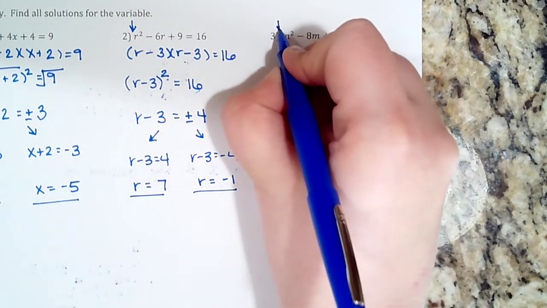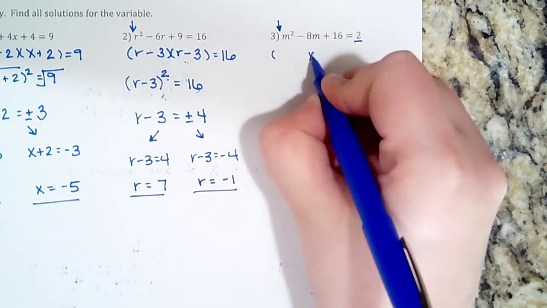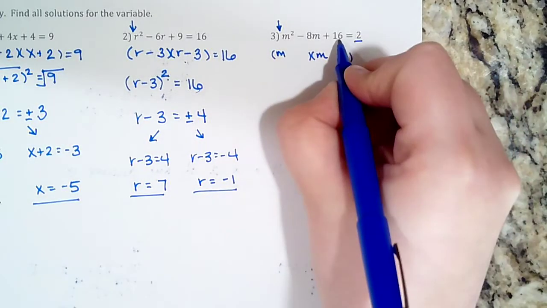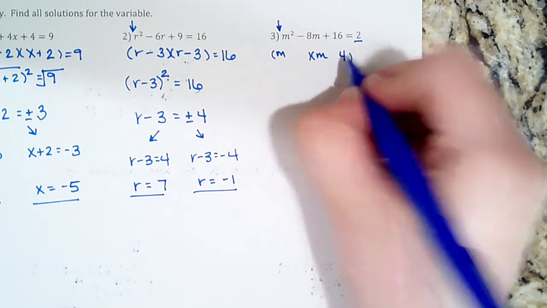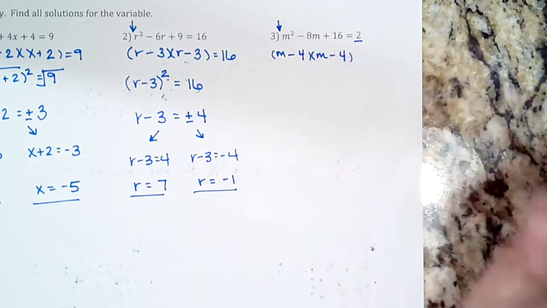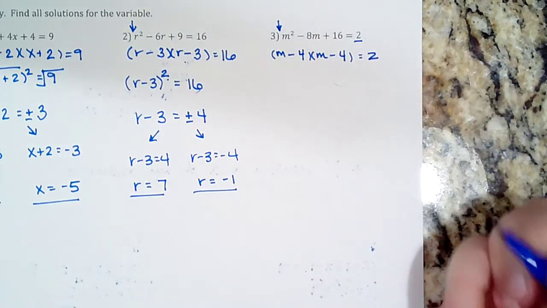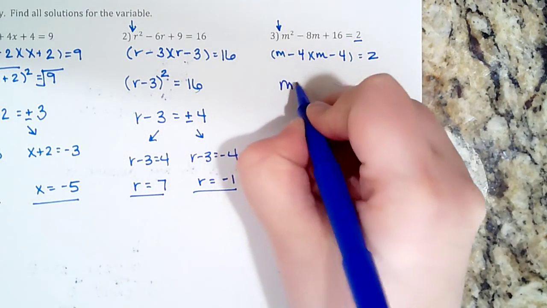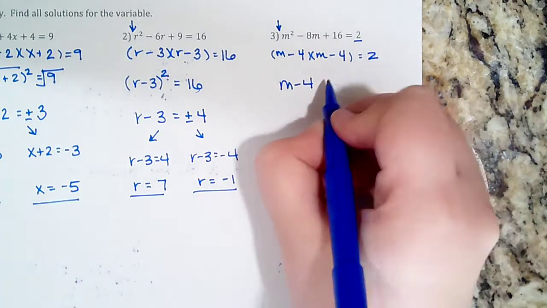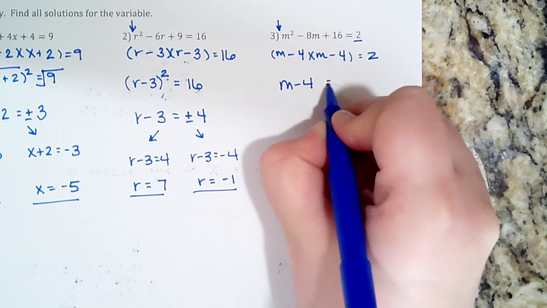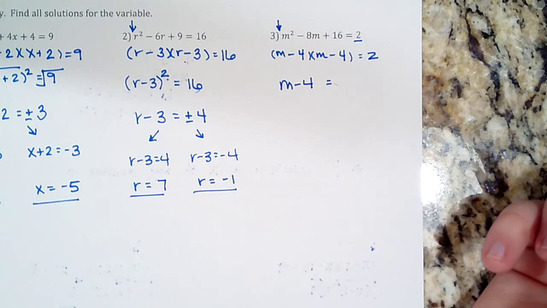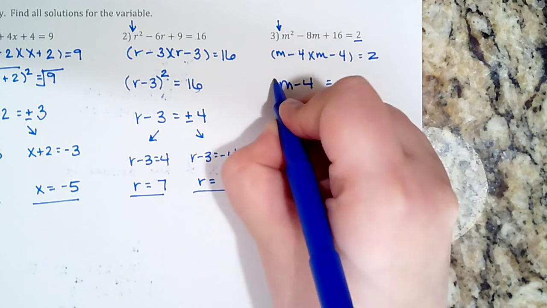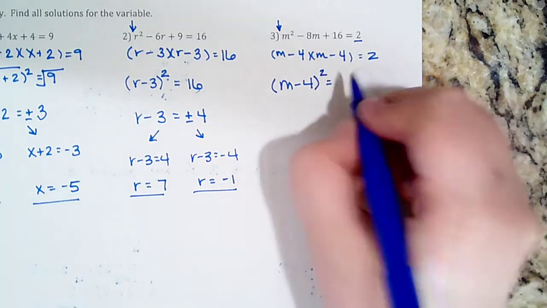All right, no number out in front. Go directly to the parentheses. What multiplies to 16 and adds to negative 8? 2 negative 4s will do it. I'm going to skip my usual step of rewriting it this way and go directly to m minus 4 equals the square root of 2. So I'm not going to skip that step. Not yet, because that'll come in handy tomorrow.